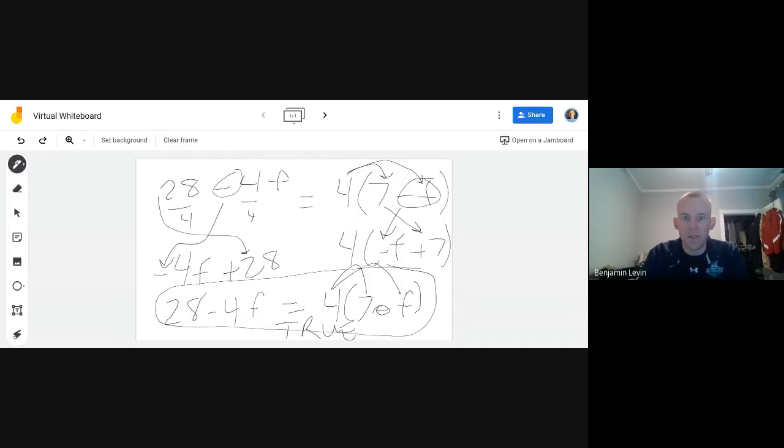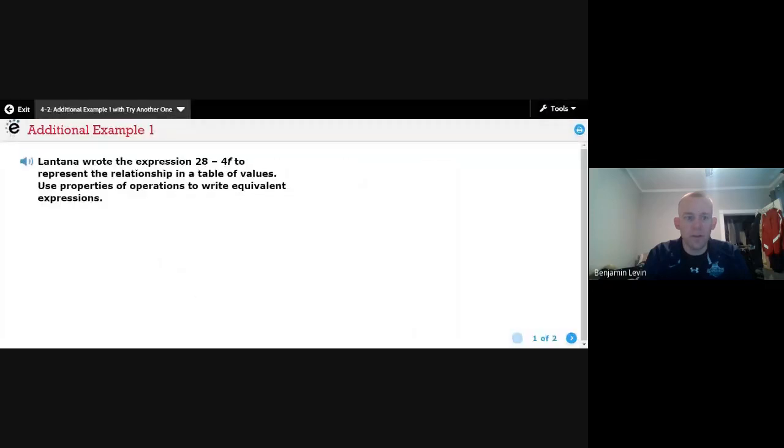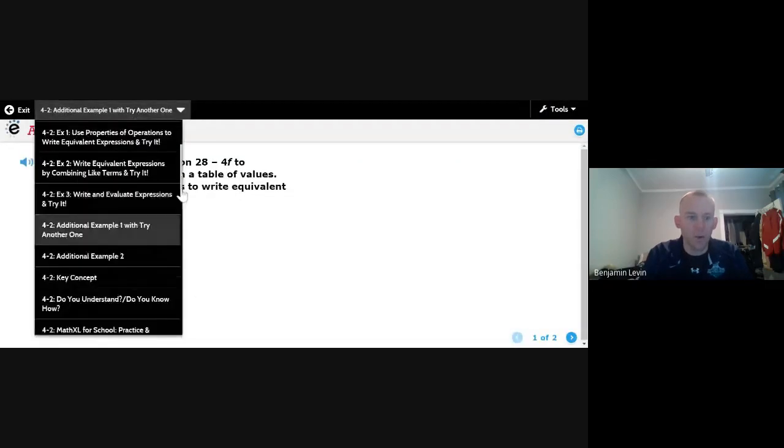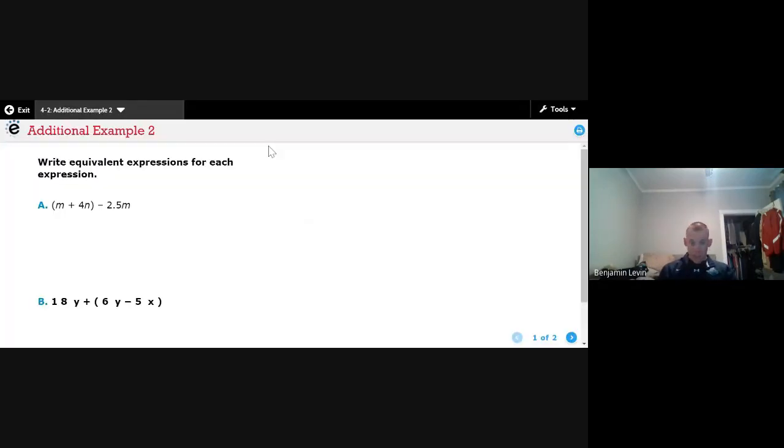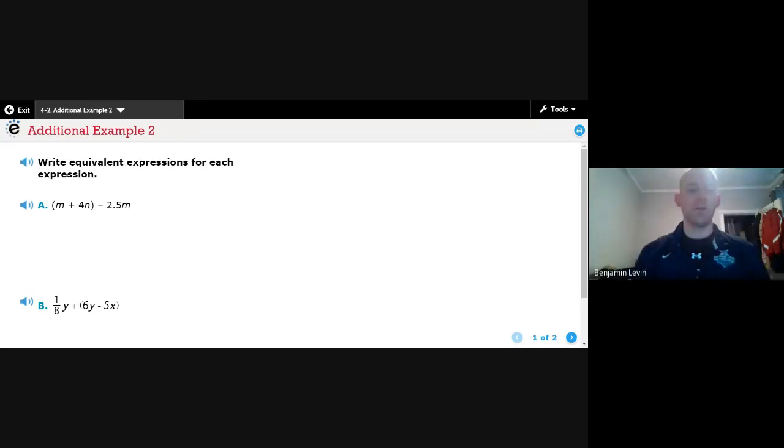Let's keep on keeping on. Let me go back to Desmos, and we'll do one more here, because we have one more problem on the topic. It's asking us to write equivalent expressions. Write equivalent expressions for each expression. All right, we get m plus 4n minus 2.5m.